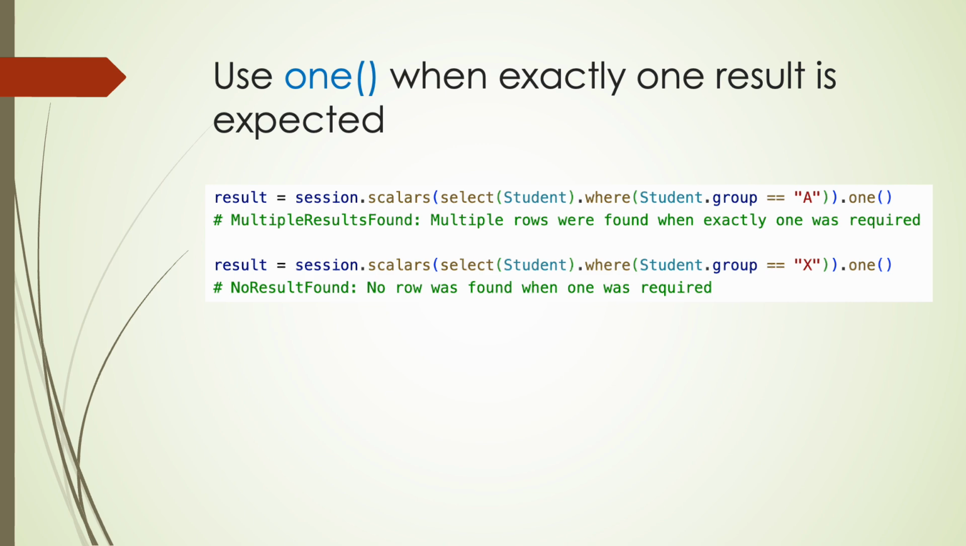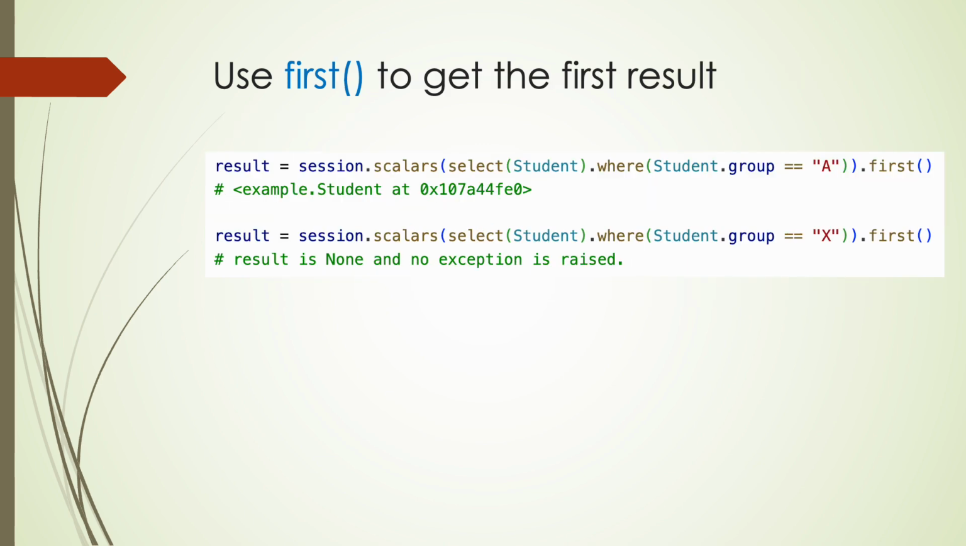If more than one result is found, a multiple results found exception will be raised, and if no result is found, a no result found exception will be raised. In comparison, the first method will only return the first result if more than one is found, and it will simply return None if no result is found and will not raise an exception.